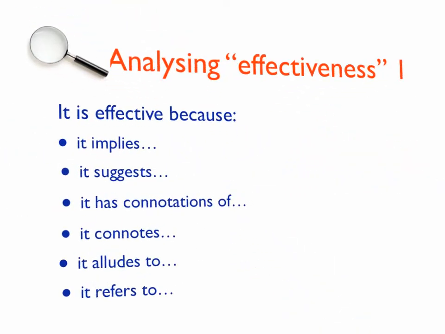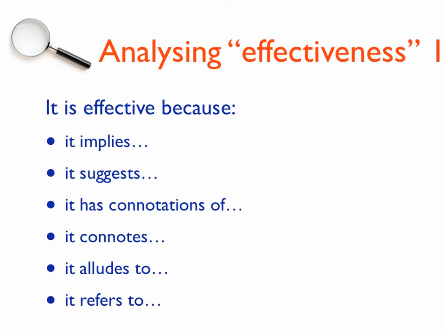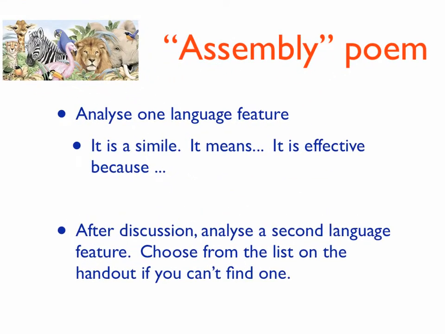What sort of words can you use? Here's a list of words that you could use to analyse effectiveness. It's effective because it implies. It's effective because it suggests. It's effective because it connotes. We looked at the poem Assembly, and we analysed one language feature. We used the formula. It is a simile. It means blah blah blah, and it is effective because blah blah blah.